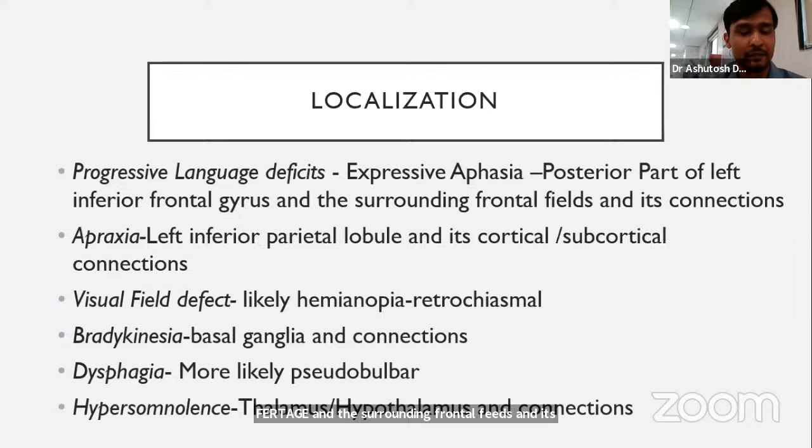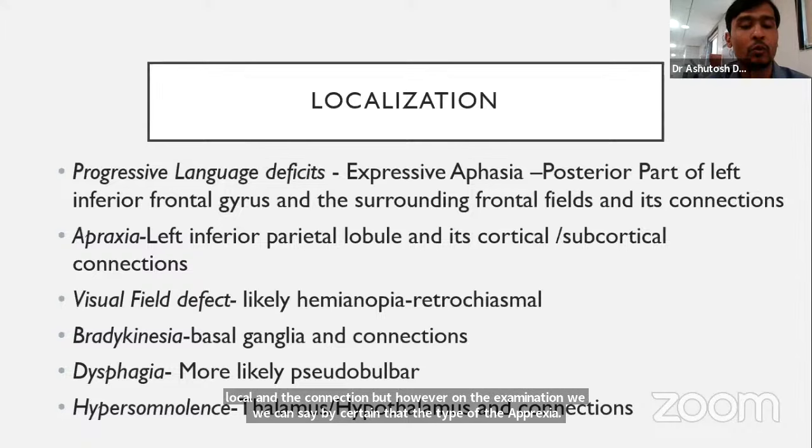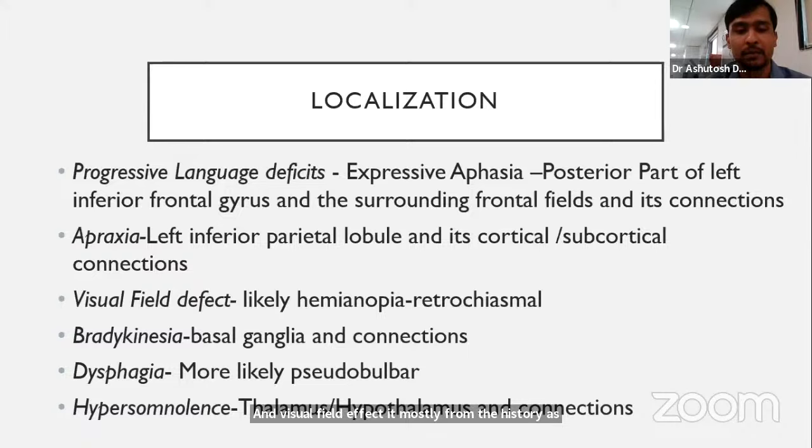Right-hand apraxia, we would like to localize to the left inferior parietal lobule and its connections. However, on examination, we can say with certainty the type of apraxia. And visual field defect, mostly from the history, as the patient looked sideways for visualizing and there was a history of multiple bumping into objects, we thought it would be hemianopia and would like to localize to the retrochiasmal area.